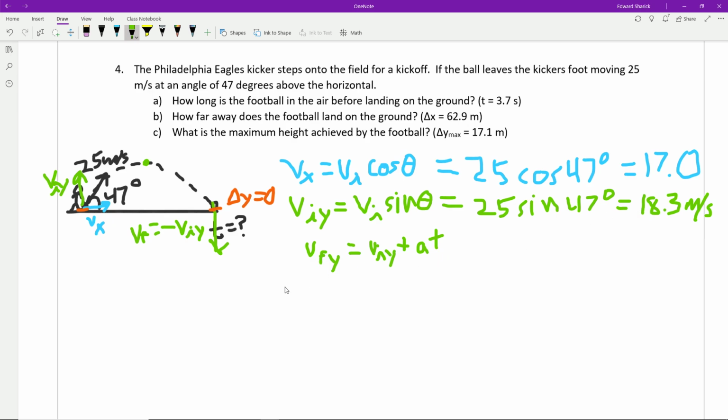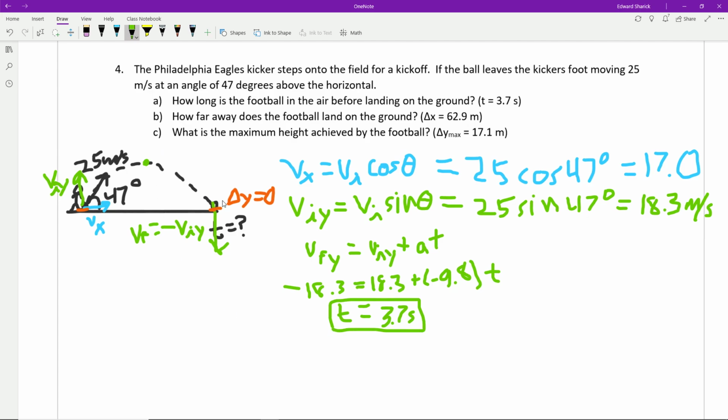So my V final is just going to be negative 18.3. My V initial is positive 18.3. And my acceleration is negative 9.8. As it has been in all of these problems, acceleration in the y direction is negative 9.8, and time. And so when I solve this out, the negative 18.3 gets subtracted over, so you get negative 36.6 divided by negative 9.8. Negatives go away, and you're left with a positive 3.7 seconds. And that's your answer to part A.